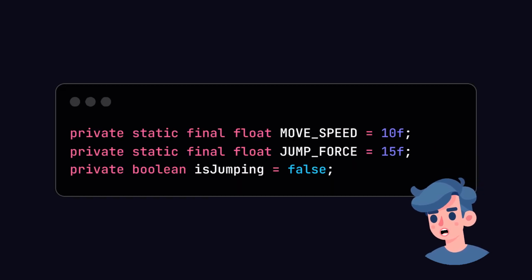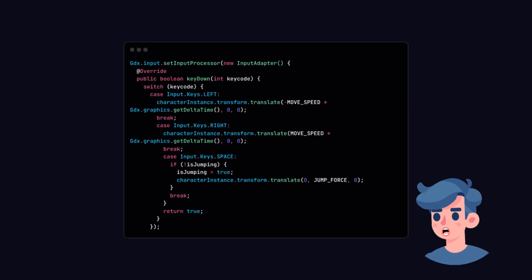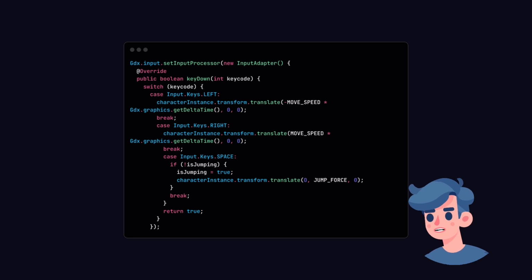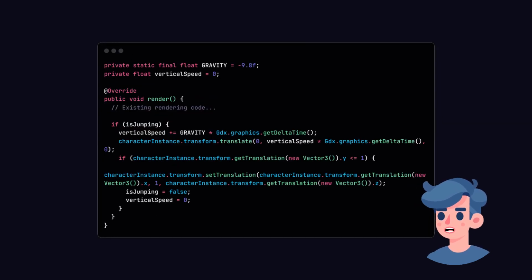For our character to run endlessly, we need to handle movement and jumping mechanics. Let's first define constants for movement and jumping. Next, we will implement movement controls using the input processor. We can listen for key presses and update the character's position accordingly. Now, we also need to handle the jump mechanics. We will create a simple gravity simulation to bring the character back down after jumping.